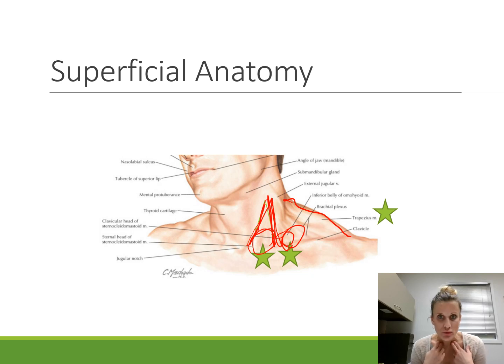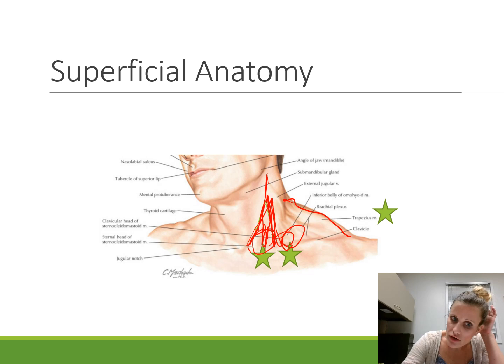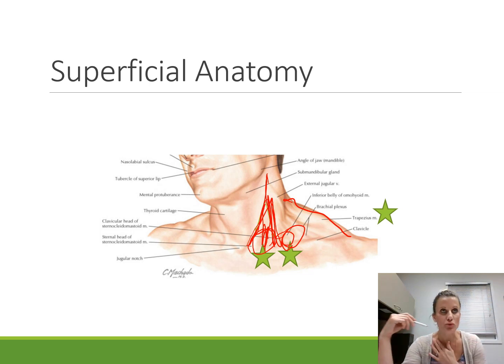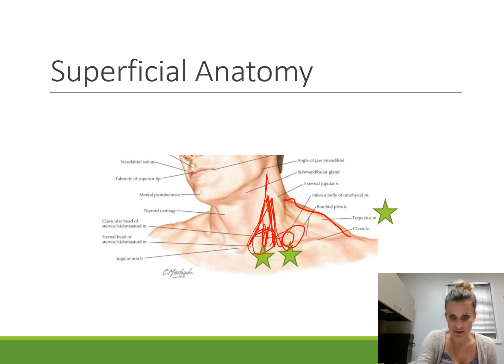The lesser supraclavicular fossa is where the internal jugular vein begins. Okay, so the internal jugular vein begins in here, and then it passes up behind the sternocleidomastoid. The greater supraclavicular fossa is where you can palpate the subclavian artery. Right, so the subclavian artery is passing right here and can be palpated.